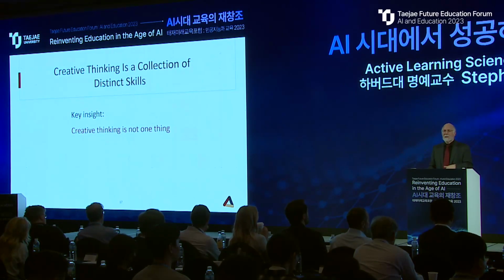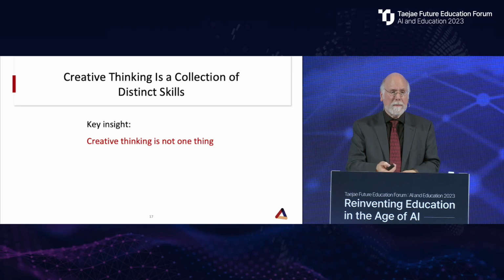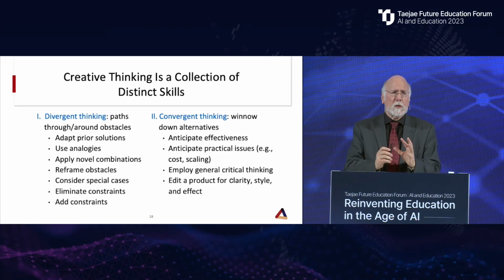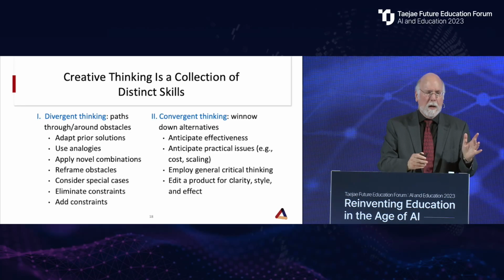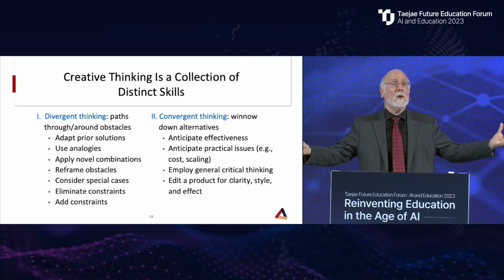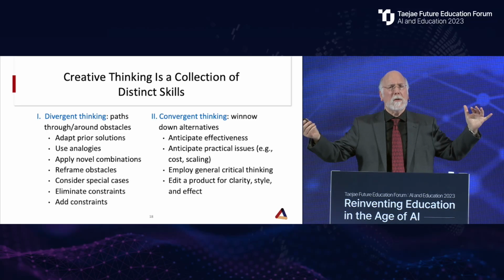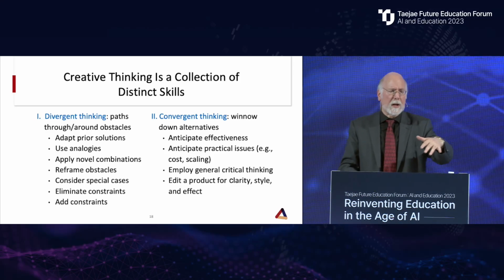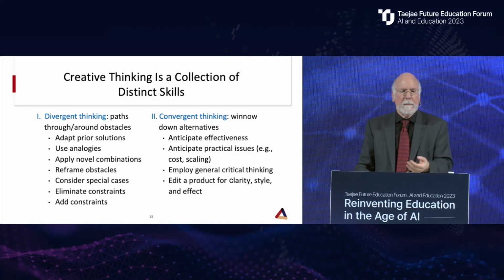Creative thinking is also a collection of distinct skills. Key insight, it's not one thing. So in this case, creative thinking is typically organized in terms of 2 big phases. The first is called divergent thinking, where you think of as many possibilities as you can without any regard for whether they're good or not. You just generate away, throw a lot of spaghetti against the wall. So you do that by things like adapting prior solutions to a problem, use analogies, so forth.